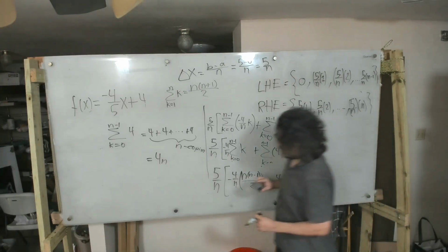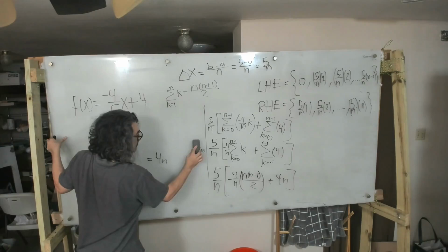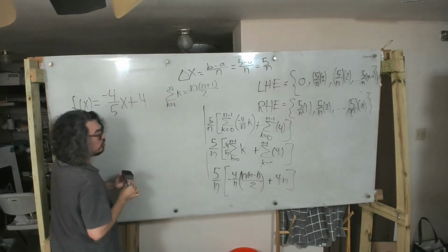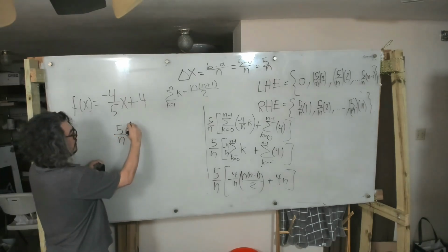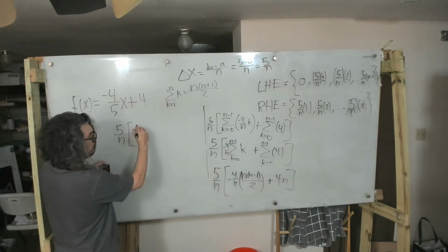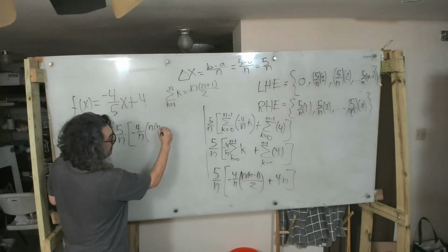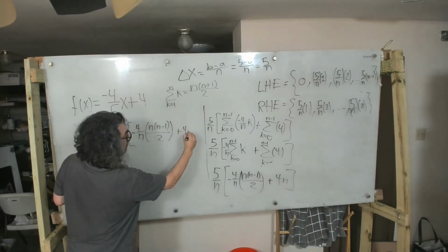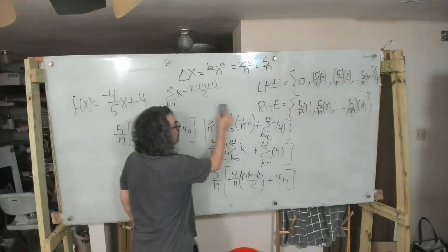So now we are ready to look at what this gives us. This is 5 over n times 4 over n times n minus 1 over 2 plus 4 over 2 plus 4n. Okay, let's get rid of this now.